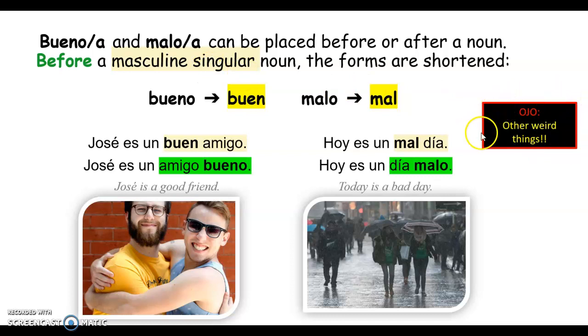There's a couple of weird things that you're just going to have to memorize, and one of them is bueno and malo. When you put them in front of a masculine singular word, you can chop off the O and shorten it to buen or mal. So this is one of the few adjectives you can put in front, but you chop off the O. José es buen amigo. José es un amigo bueno. So it can go in front or behind. But when it's behind, you leave the O. Hoy es un mal día. Hoy es un día malo. They both mean the exact same thing.